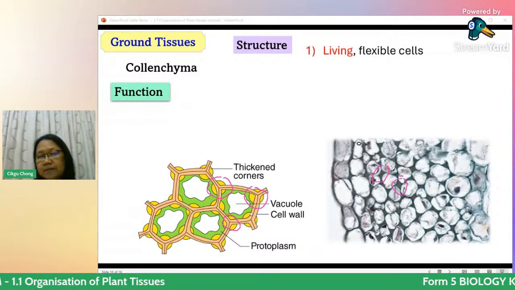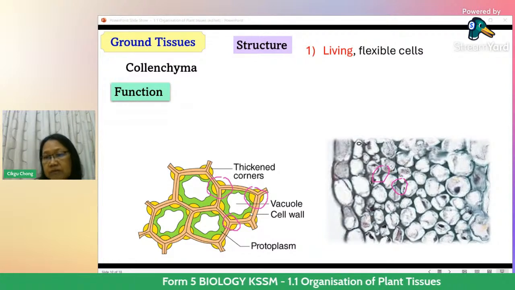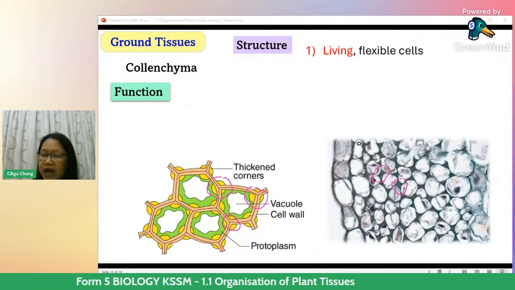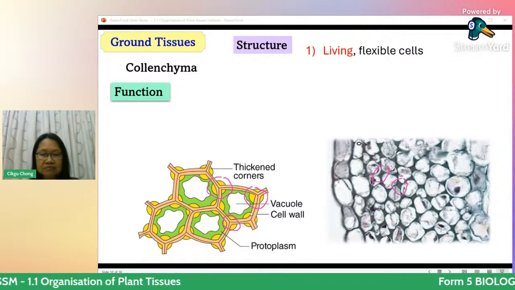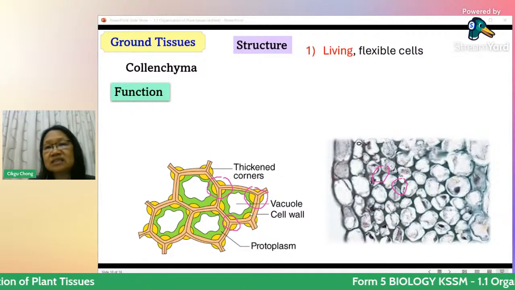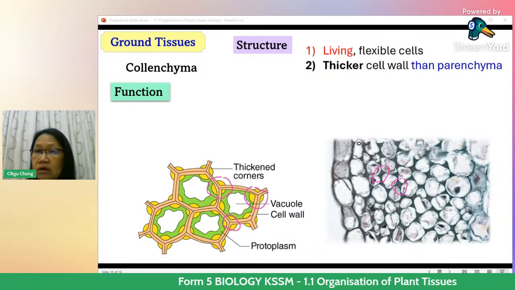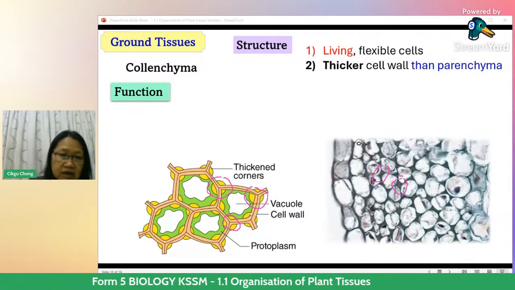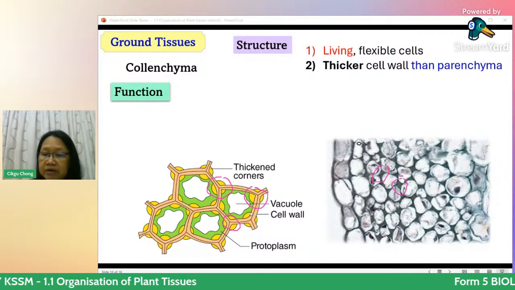Okay, structure. They are also living cells, but these cells are a little bit more flexible compared to the parenchyma because they have hemicellulose. They give a little bit of flexibility, elasticity to the plant and to the tissues. It has thicker cell wall than parenchyma. You can see obviously that because of the thickened corners, it is definitely thicker than the parenchyma.